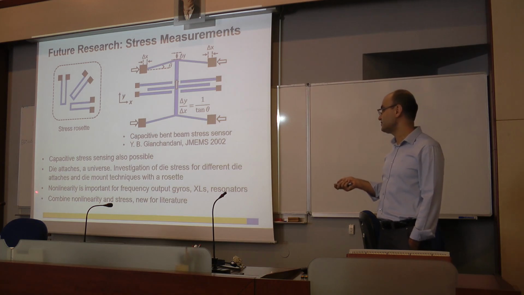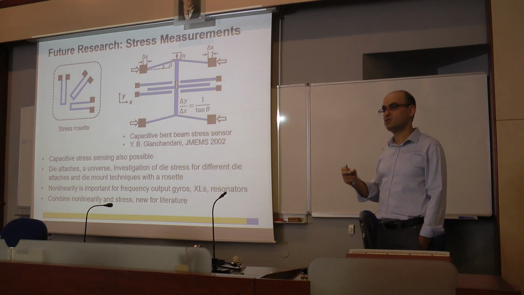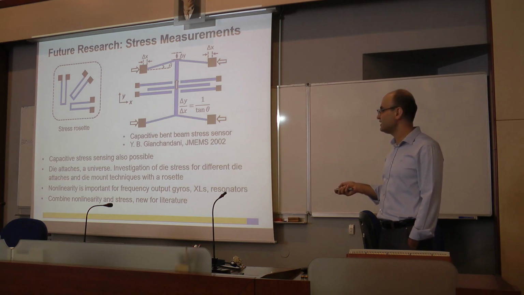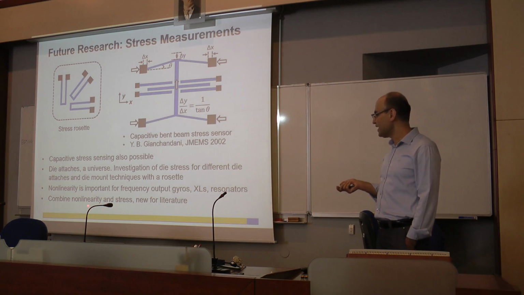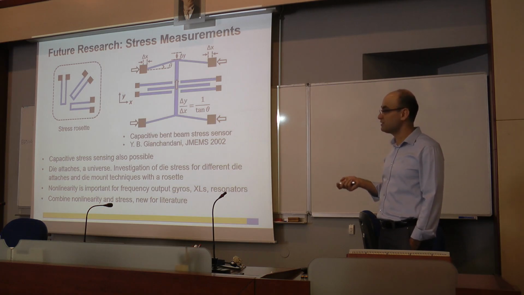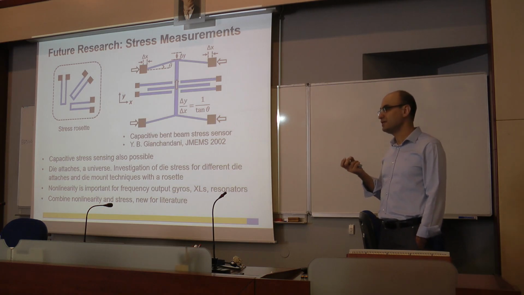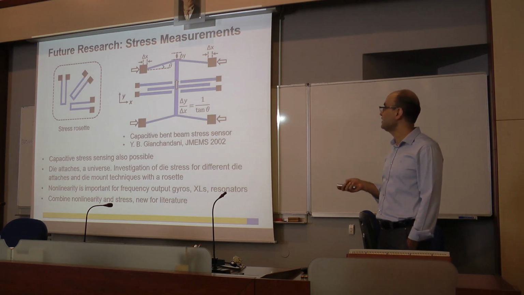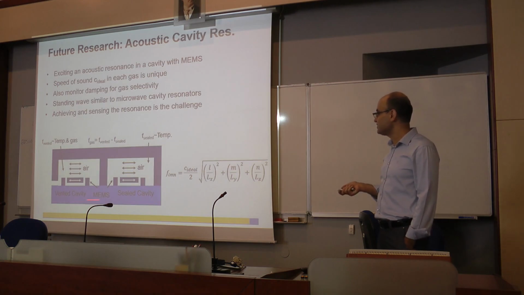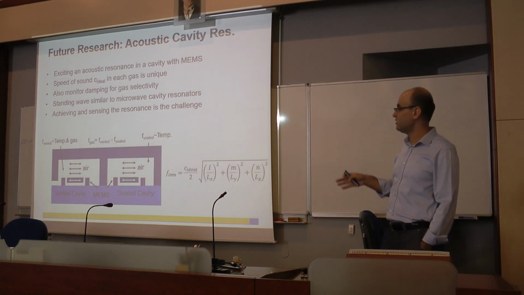And die attaches, so they are a universe. By using an array of these on a substrate, you can change temperature, apply stress, and look at how different die attaches respond to stress. And the nonlinearity and stress can also be combined, because nonlinearity, for example the cubic stiffness, depends on stress as well. So that could be done as well. This is one more thing, not a gyro.